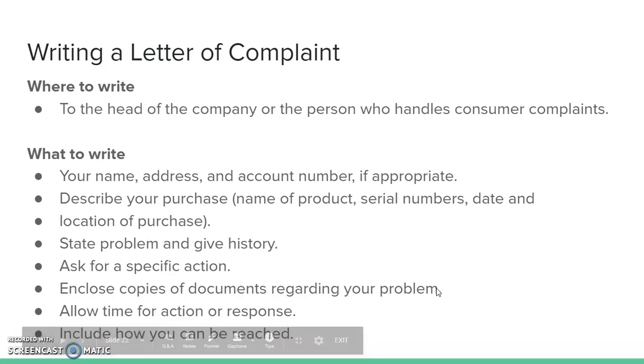Writing a letter of complaint, which is an activity that we will practice. Where to write? To the head of the company or the person who handles consumer complaints. Can usually be found on the company's website. Now, what do you want to write, or what should this letter of complaint consist of? Well, your name, address, account number, if appropriate, your purchase, name of product, serial numbers, date of location and purchase, state problem and then give the history, ask for specific action.